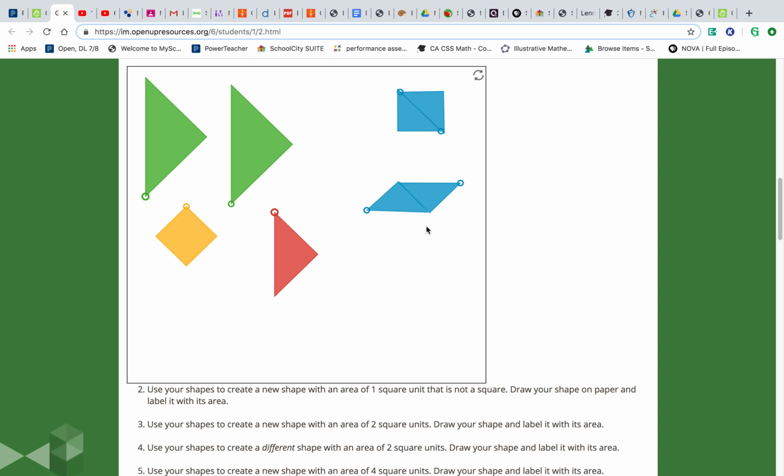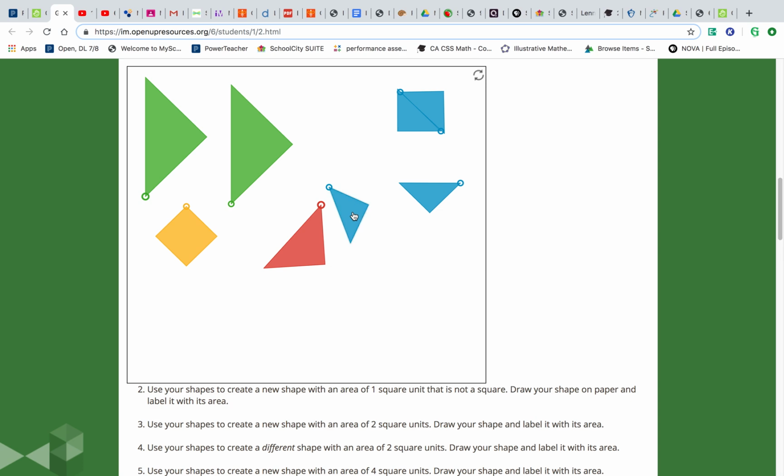The third question says to use your shapes to create a new shape with an area of two square units. Well, if we know that one square unit can be covered by two of the small triangles, then two square units can be composed by having four small triangles together. Or you could also use two small triangles and one medium triangle. So for example, with the medium triangle here, we take this, okay, and then we can move the small ones in, and it can look a little bit like this.